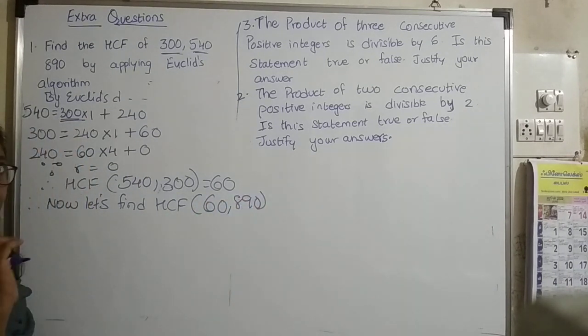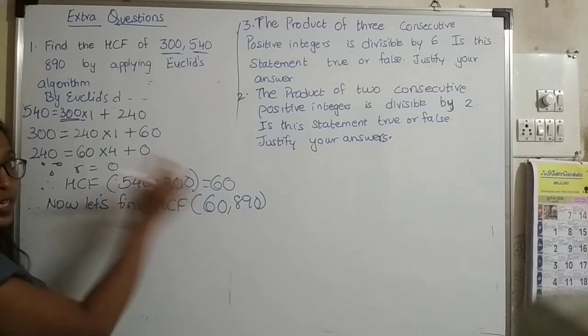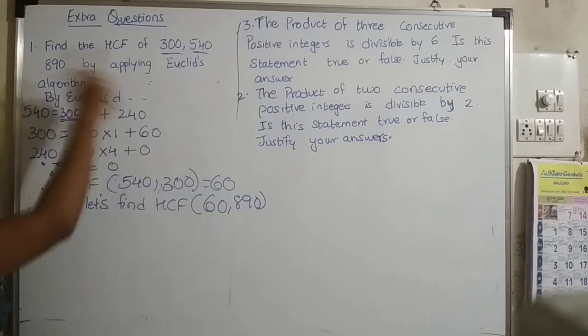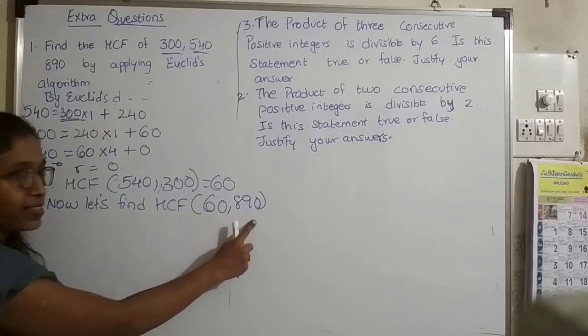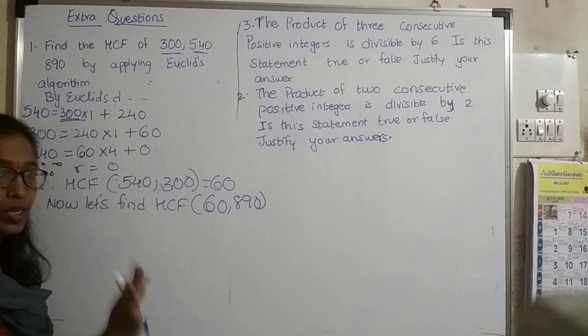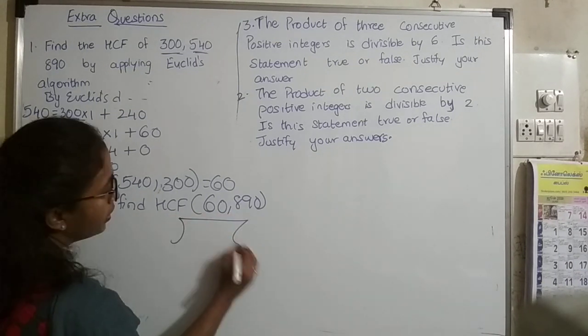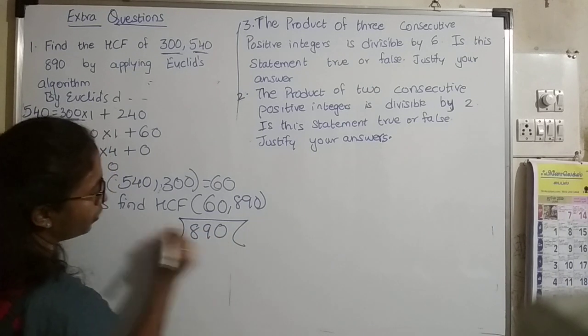So first we selected two numbers and found the HCF. Now that HCF and the third number, the HCF of these two numbers will give the HCF of the three numbers. So let's find. 60 and 890 we have to write. Let's divide again. So 890 and this is 60.